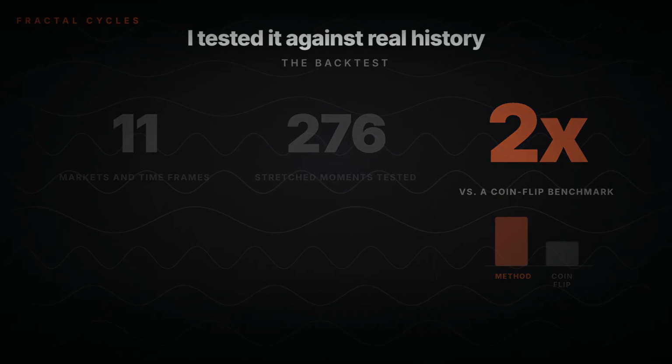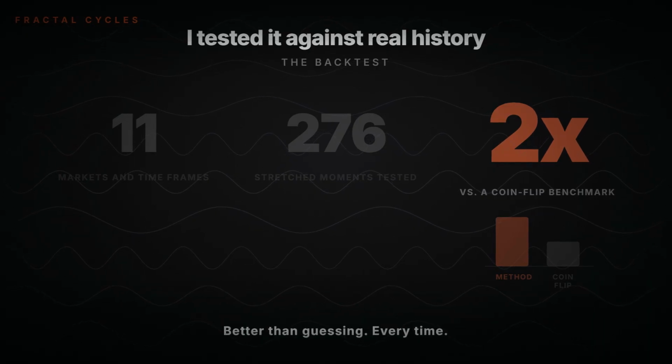That does not mean it is always right. It means it is genuinely better than guessing, which is exactly what you want from a method like this.